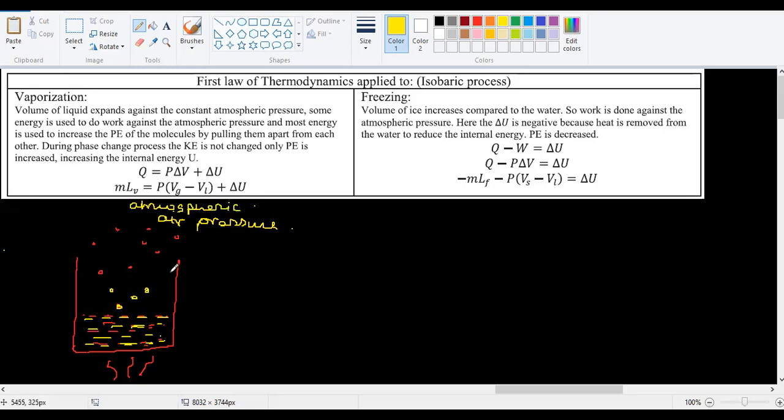So always there is some atmospheric pressure. So this vaporization is happening at a constant pressure. That's why we call it an isobaric process. So we are pushing this steam against, or you can say water molecules.